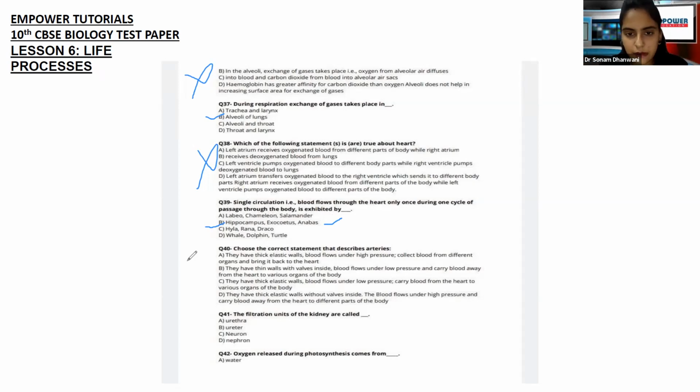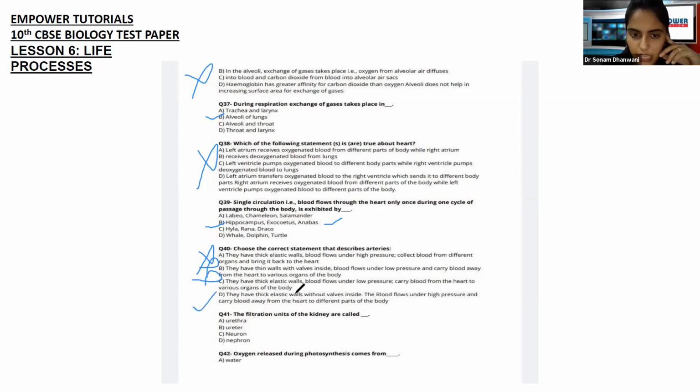Question number 40. Select the correct statement which describes the arteries. Now, what is the correct statement which describes the arteries? They have thick elastic walls. Blood flows under high pressure. That is also correct. They collect blood from different organs and bring it back to the heart. Do they bring it to the heart firstly? No. Come to the next one. They have thin walls. It goes wrong here because arteries don't have thin walls. Next, they have thick elastic walls. Correct. Blood flows under low pressure. Wrong. Blood does not flow under low pressure. So that means the answer is D.